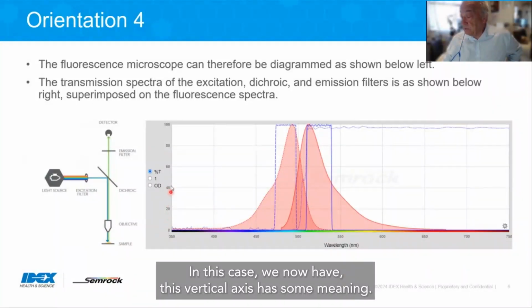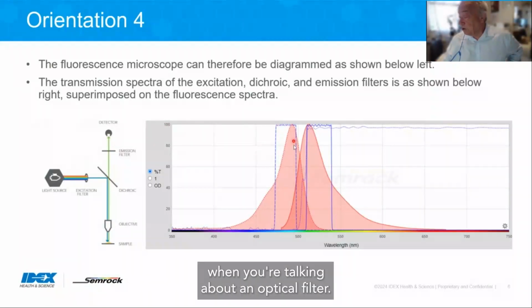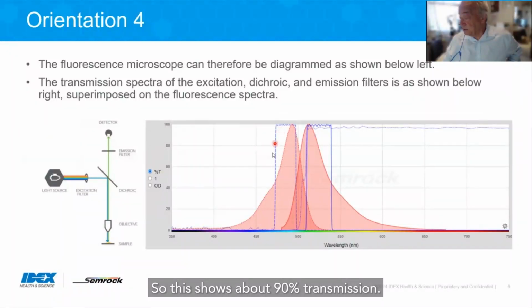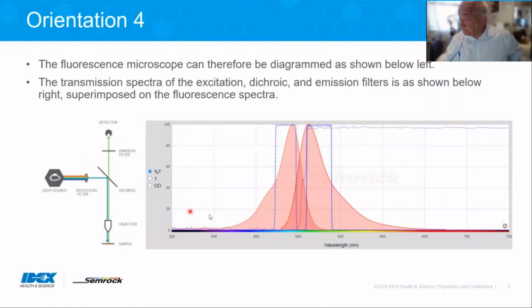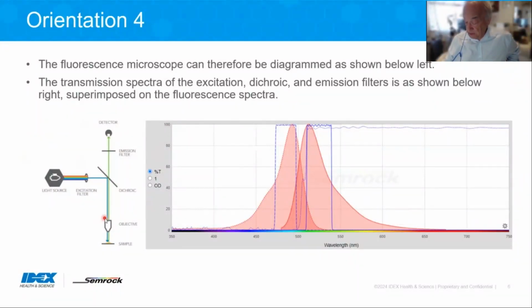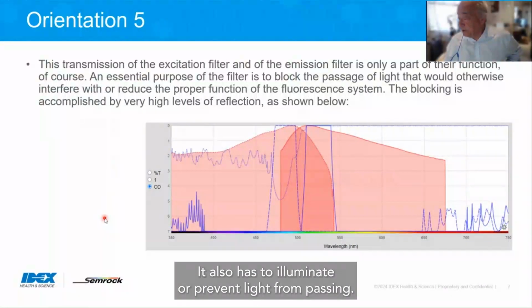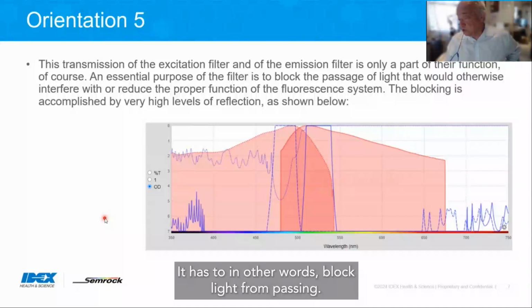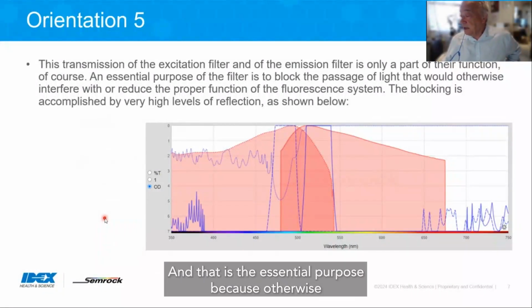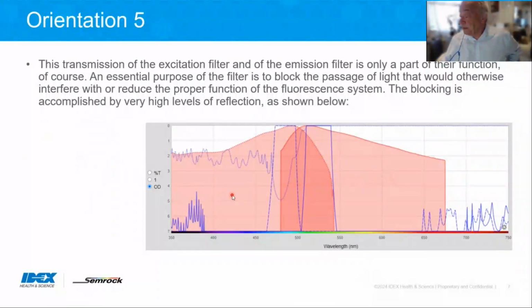Now in this case, this vertical axis has some meaning. This 100 here refers to transmission when you're talking about an optical filter, so this shows about 90% transmission, and the same for the dichroic and the emission filter. Now, of course, a filter doesn't just transmit, it also has to eliminate or prevent light from passing. It has to, in other words, block light from passing. That is the essential purpose, because otherwise you can't obtain the proper behavior in the fluorescence signal.